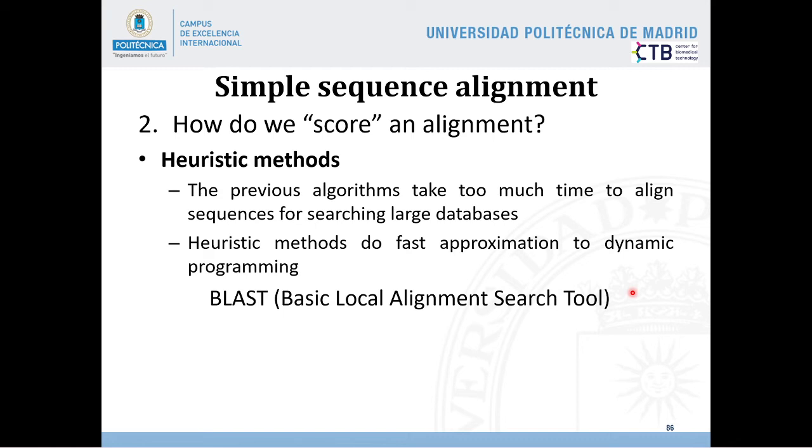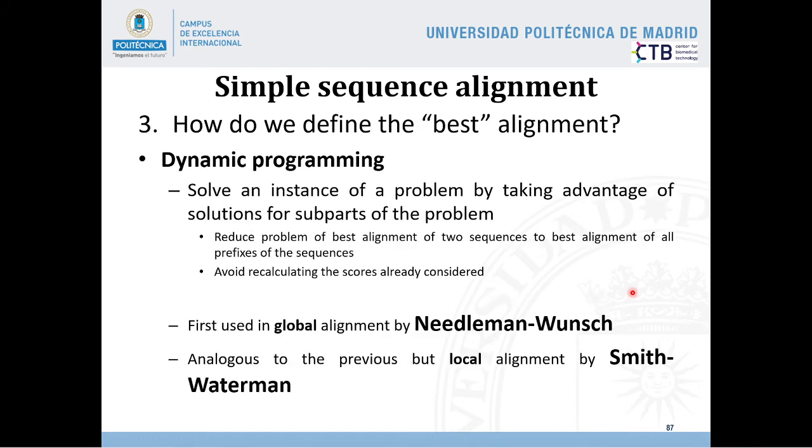The previous algorithms that we have seen take too much time to align sequences, and if we want to search in large databases for some sequences, we need other methods that help us approximate those functions. Okay. So we will see BLAST now, but before that, the third question that we had was how can we define which is the best alignment?